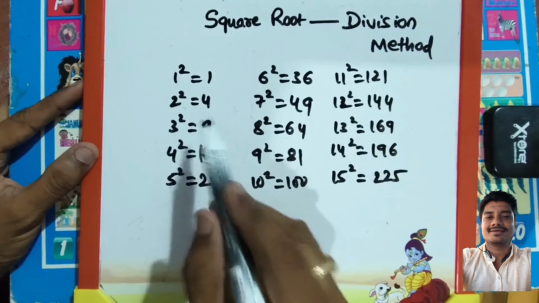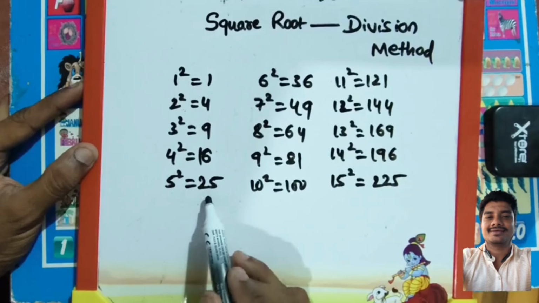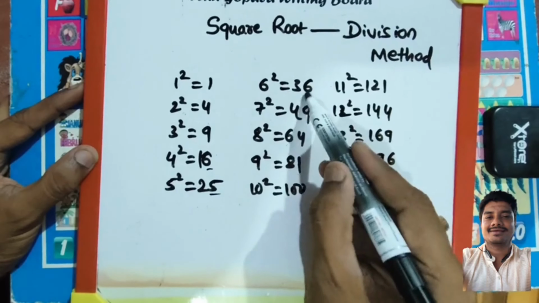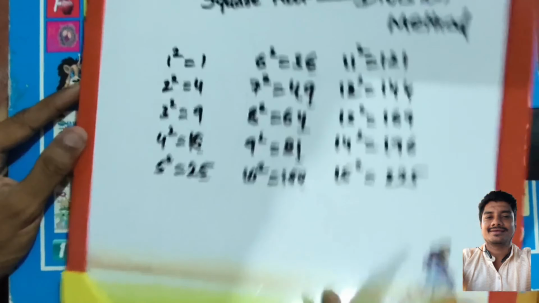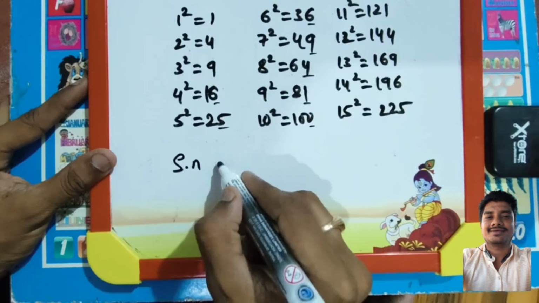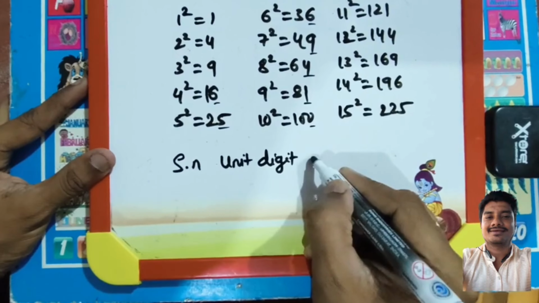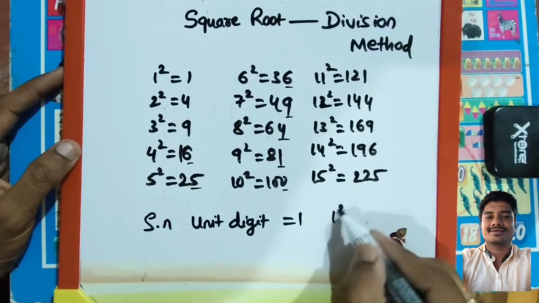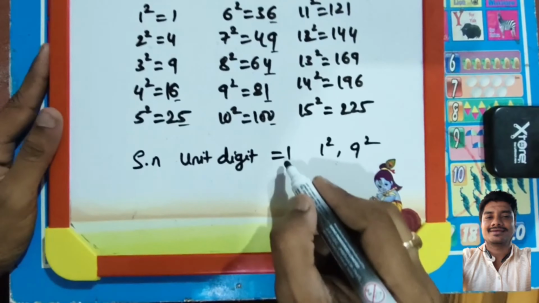Dear students, just observe the unit digits. 3 square is 9, 4 square is 16. Here the unit digits are 1, 4, 9, 6, 5, 6, 9, 4, 1, 0. These are the unit digits we need to focus on. Tell me the square numbers which have unit digit 1. 1 square is 1, 9 square is 81. In 81, the unit digit is 1.